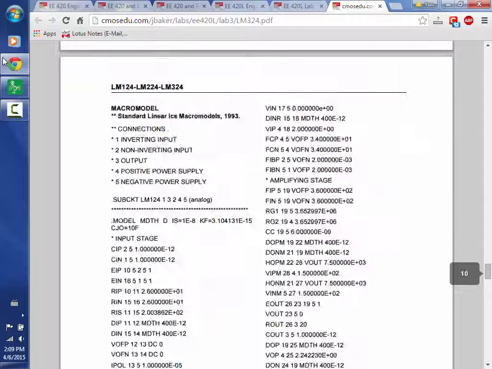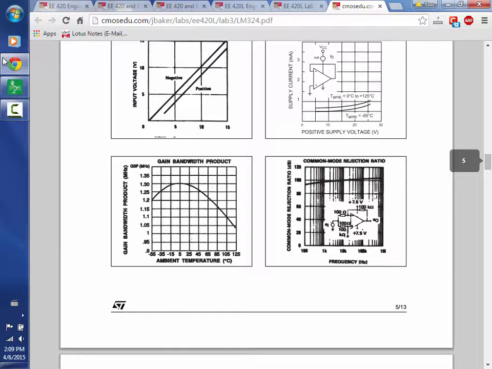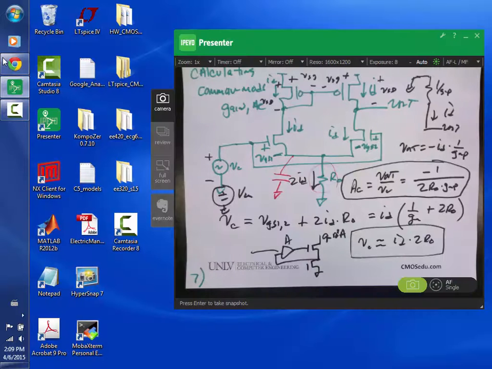Alright. I don't see a better specification than CMRR. Their plot only goes out to a megahertz here. Alright, so any questions on this before I do some examples?